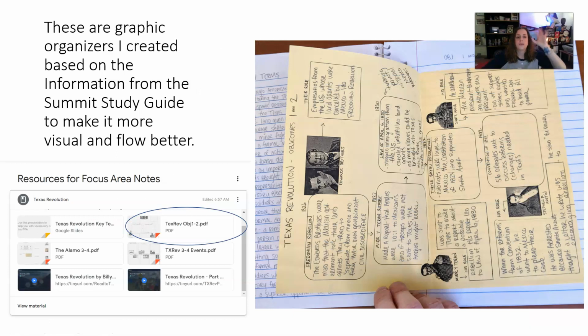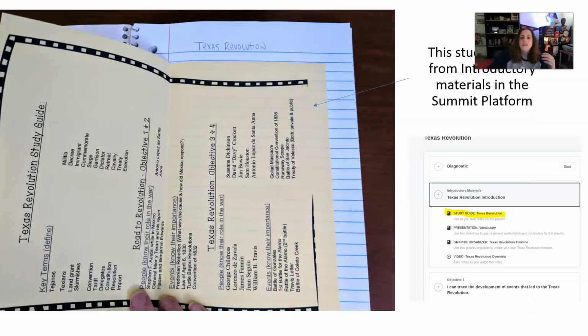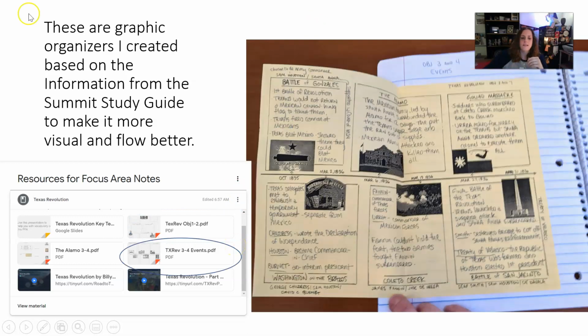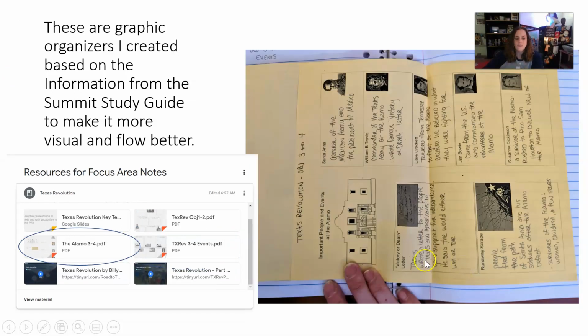And then there are just three graphic organizers that I created based on the information from the study guide. Because if you look at the study guide, it has objectives 1 and 2, know these people and events, and it has objectives 3 and 4, know these people and events. So this is objectives 1 and 2. It's got the people that you should know, and I kind of have it graphically flowing chronologically. This one is about mostly the actual battles, and then this one is about the Alamo itself. I gave the Alamo its own page because there were a lot of important events that happened there.